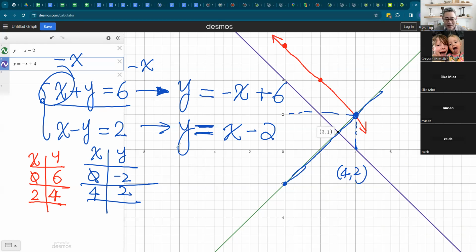Okay, now we can check. Let's see if that's correct. So 4 plus 2 is 6. Then 4 minus 2 is 2. So we are good.